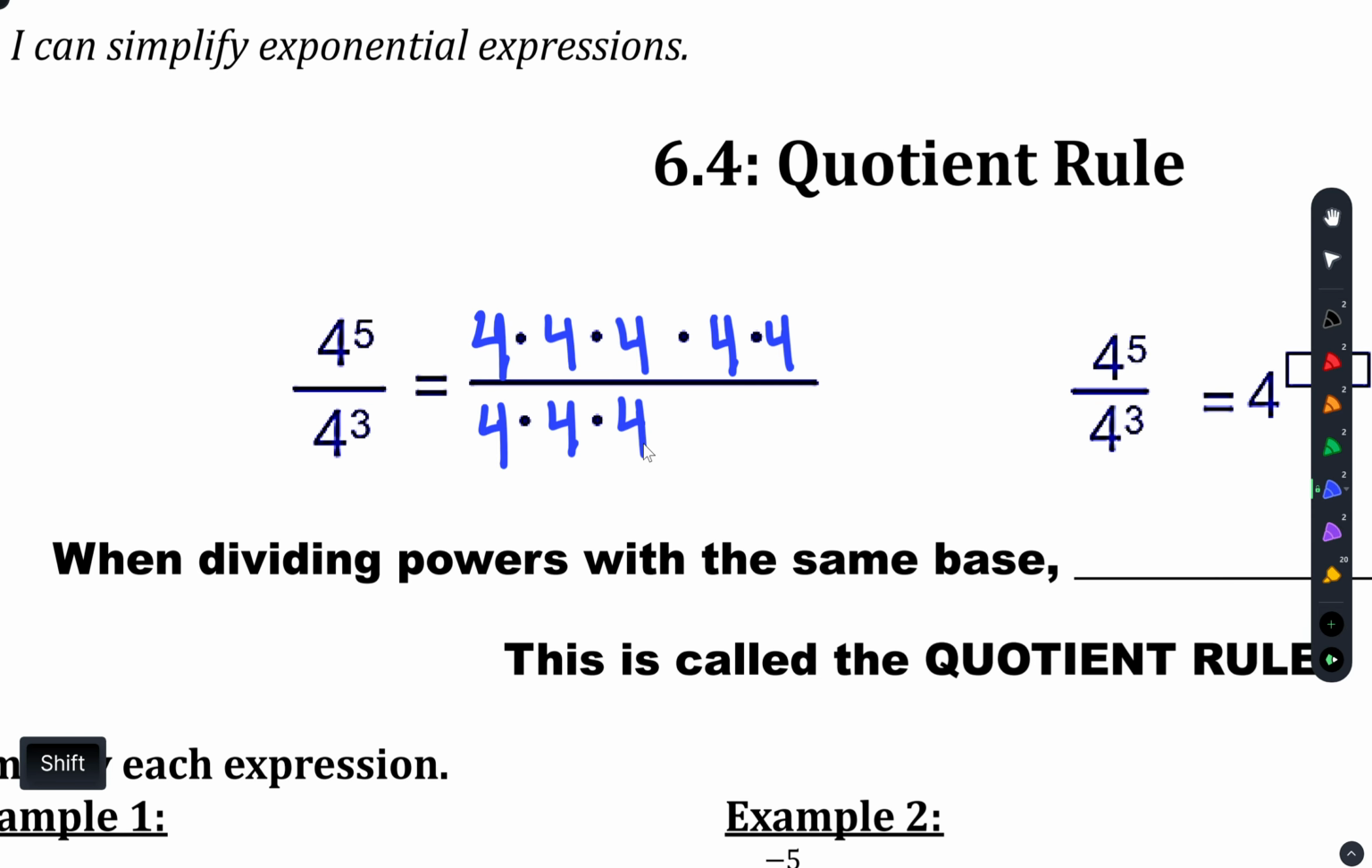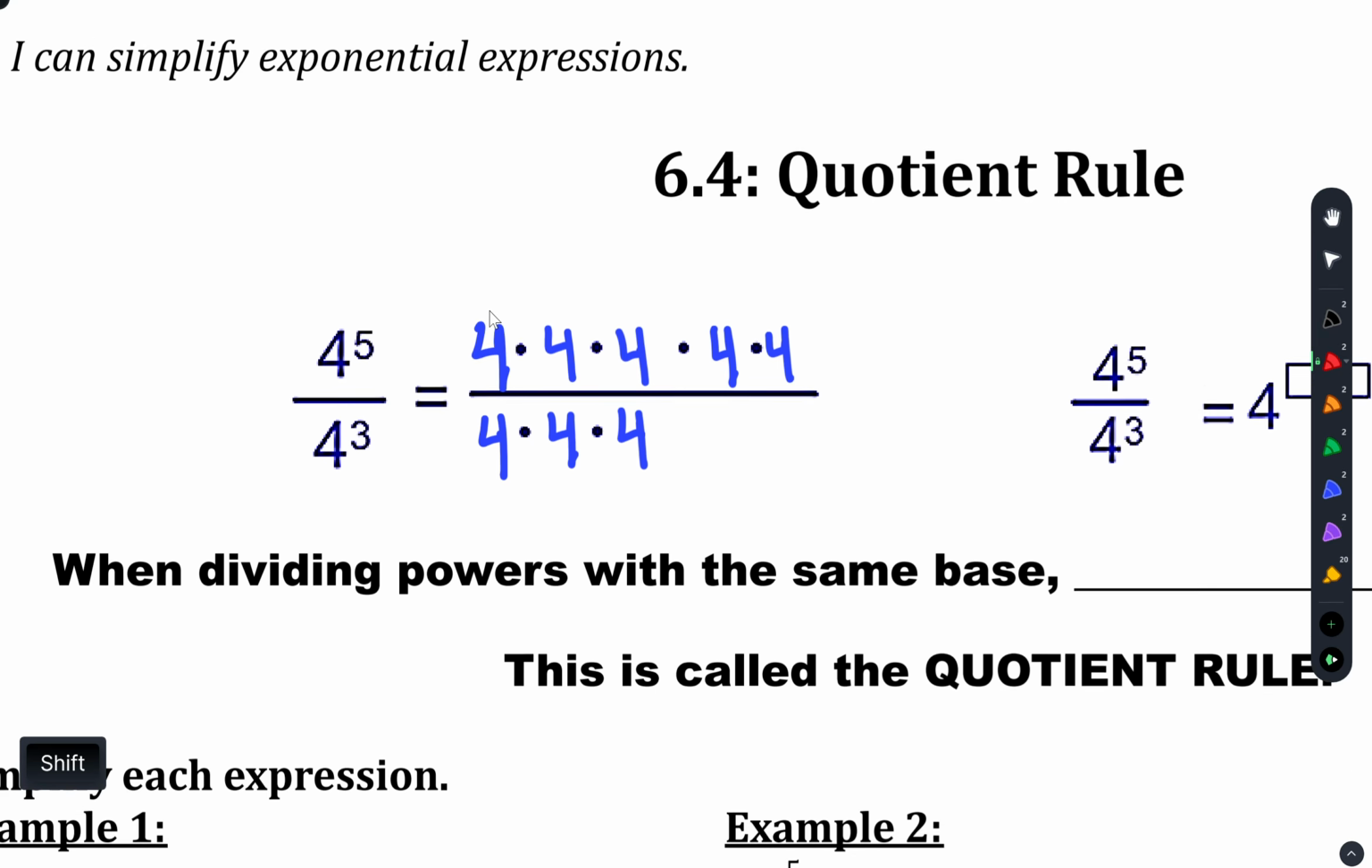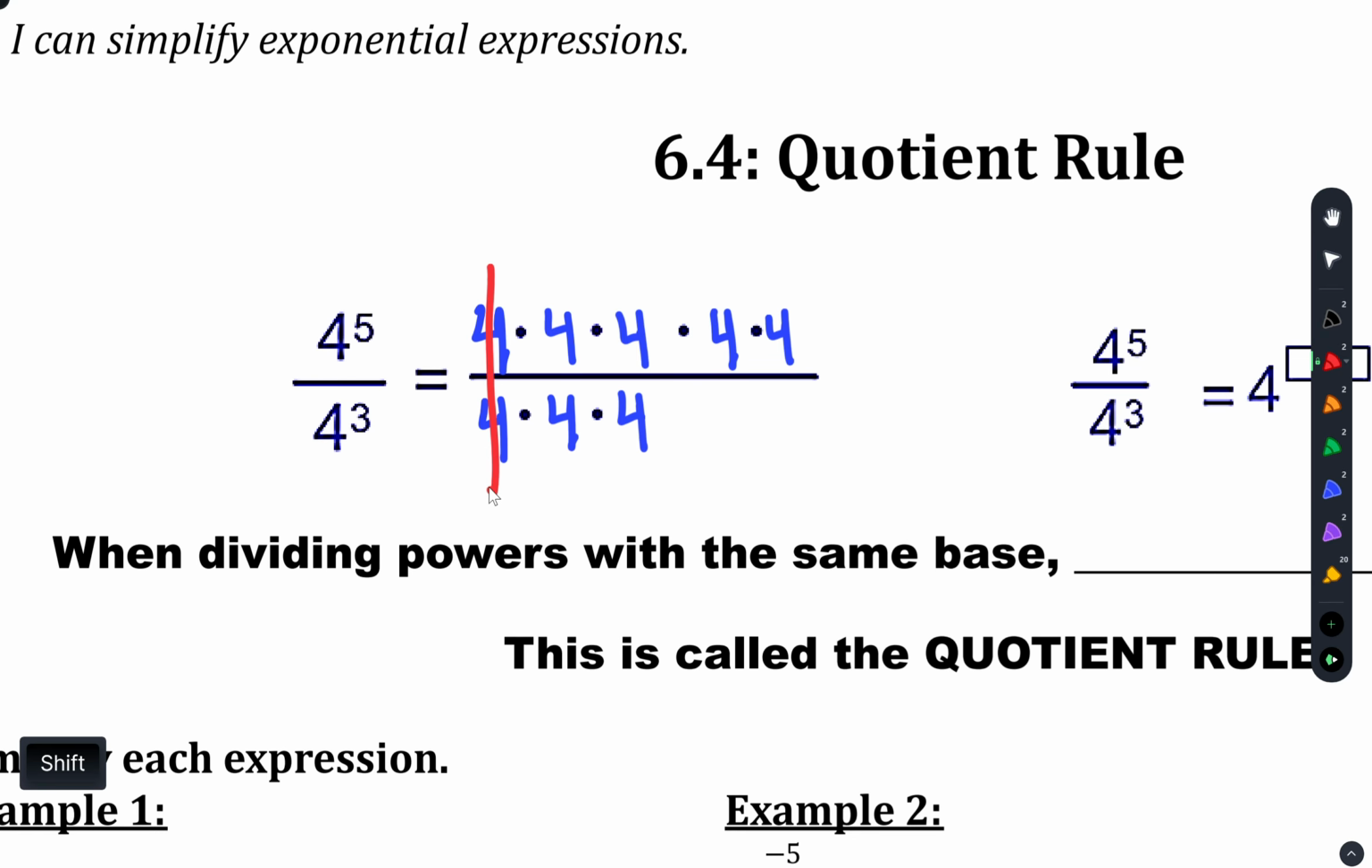And then our trick for when we were condensing is if I had something in the top and in the bottom, they cancel each other out. So a 4 in the top cancels out with a 4 in the bottom. A 4 in the top cancels out with a 4 in the bottom. What's left over is 4 times 4, or 4 squared, and 16.